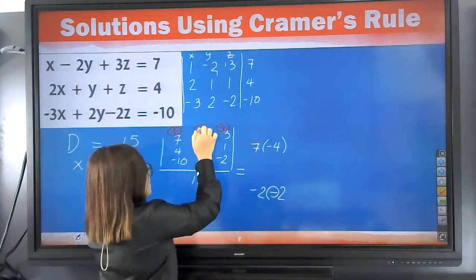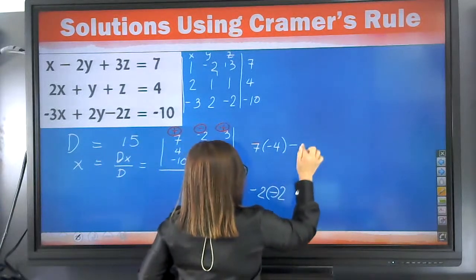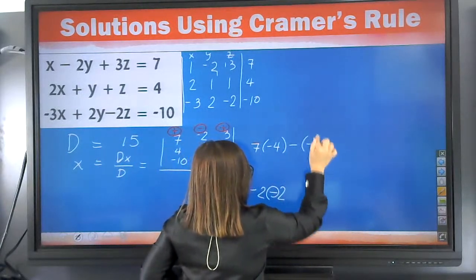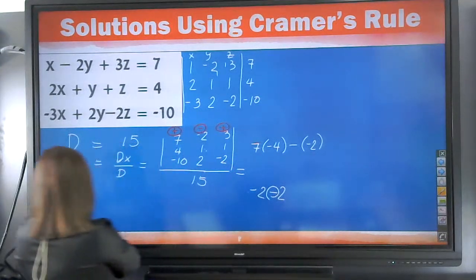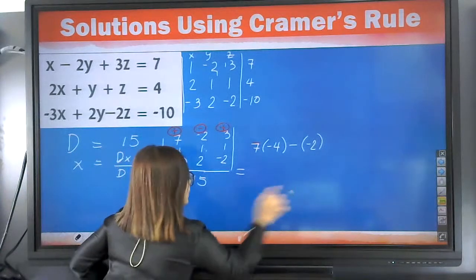Next, minus negative 2. Copy this: minus negative 2. Okay, so solutions here.